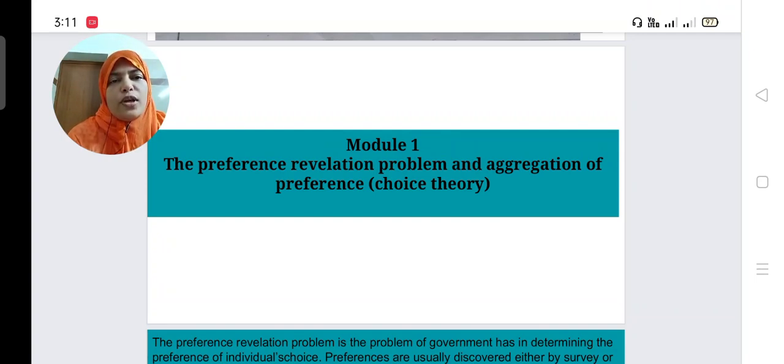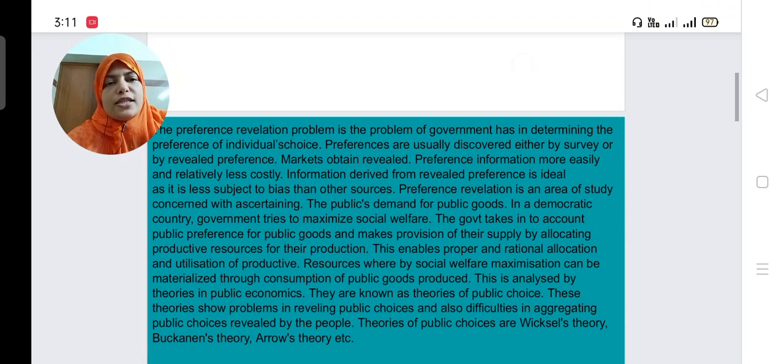We know we have to see so many products, but we are in confusion about which item to select. So there are different preference theories or choice theories we have to study in this chapter. The preference revelation problem is the problem the government has in determining the preference of individuals' choice. A government should find out the choice of individuals.